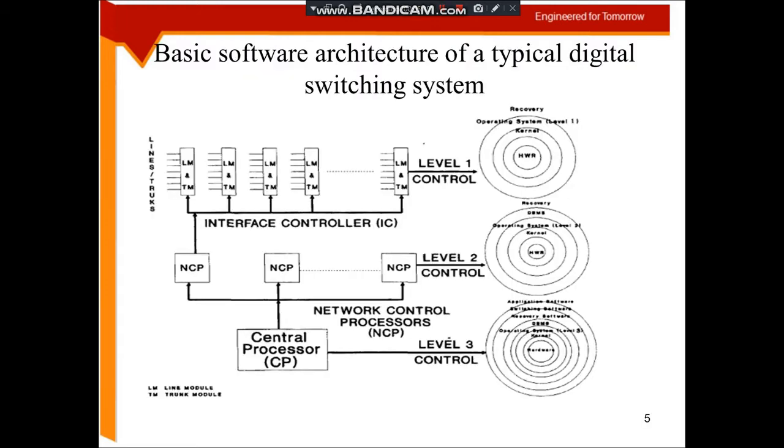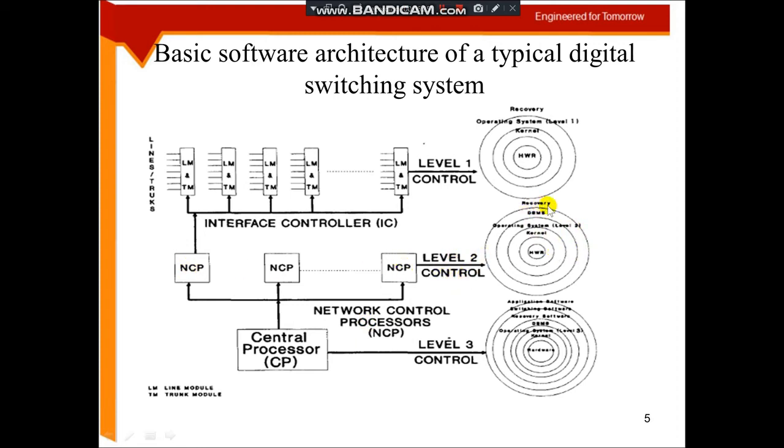This is a block diagram of the basic software architecture of a typical digital switching system. Here we have lines and trunks. LM and TM are line module and trunk module. We call this level 1 control, and this is IC, which is the interface controller. This whole part is called level 1 control, which has the recovery operating system, called the level 1 kernel. This is NCP, the network control processor. These are the NCPs which will be at level 2 control.